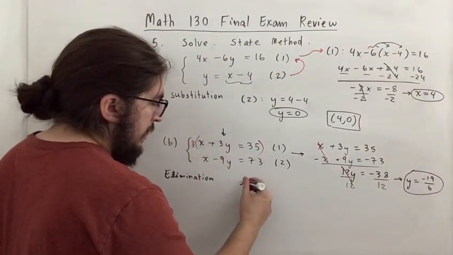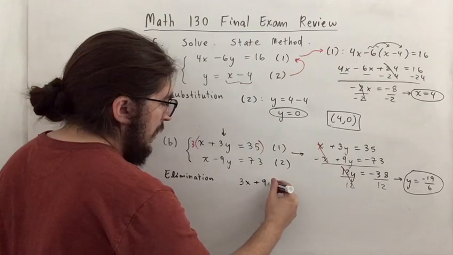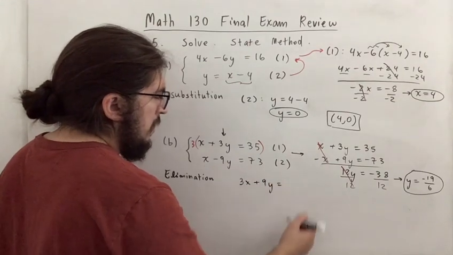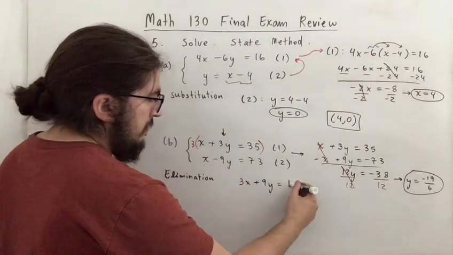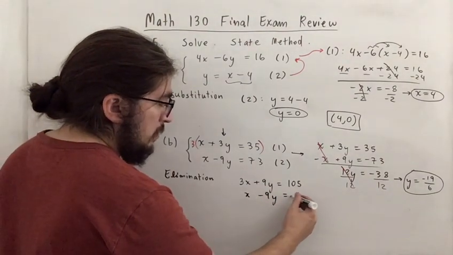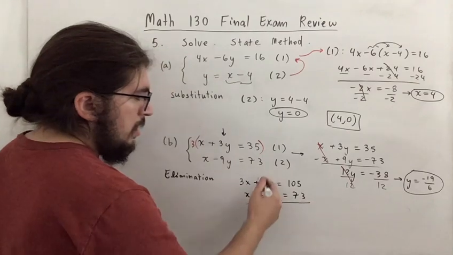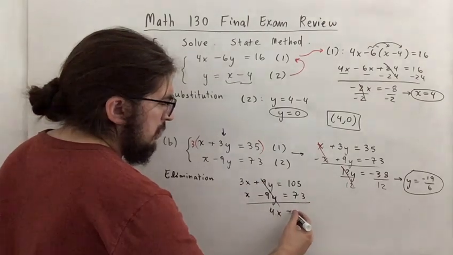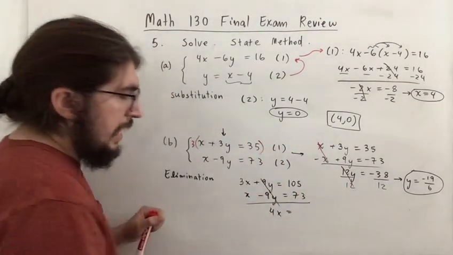So let's distribute that 3. We get 3x plus 9y is equal to 35 times 3. Let's see, that's going to be 105. And then the bottom one stays the same, but notice the 9y's will definitely cancel out. So we get 4x is equal to whatever those add up to, which is 178.